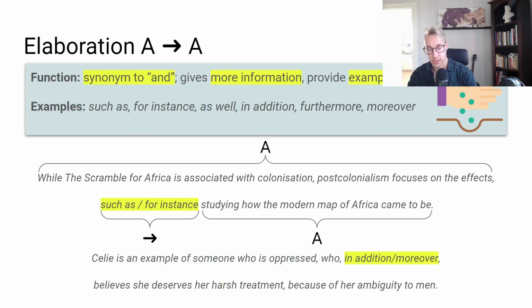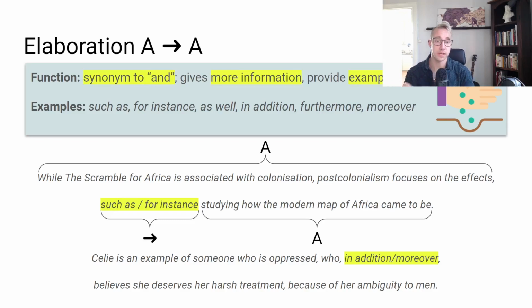And here it says, and this is based on The Color Purple that we're reading together, Celie is an example of someone who is oppressed, who, in addition, believes that she deserves her harsh treatment because of her ambiguity to men. And right now, some of you are going to be like, hold on, I recognize something happening here. This is actually a compound complex sentence, and that is absolutely correct.